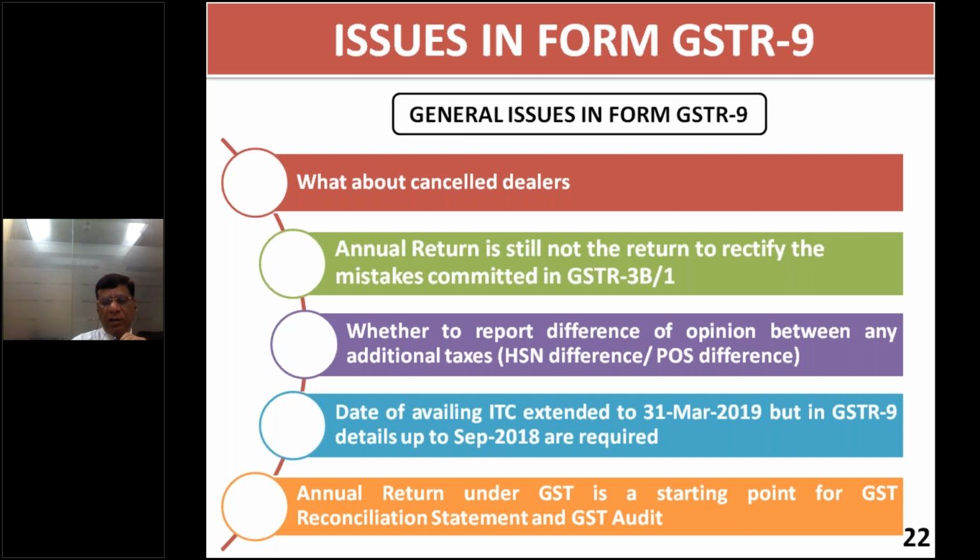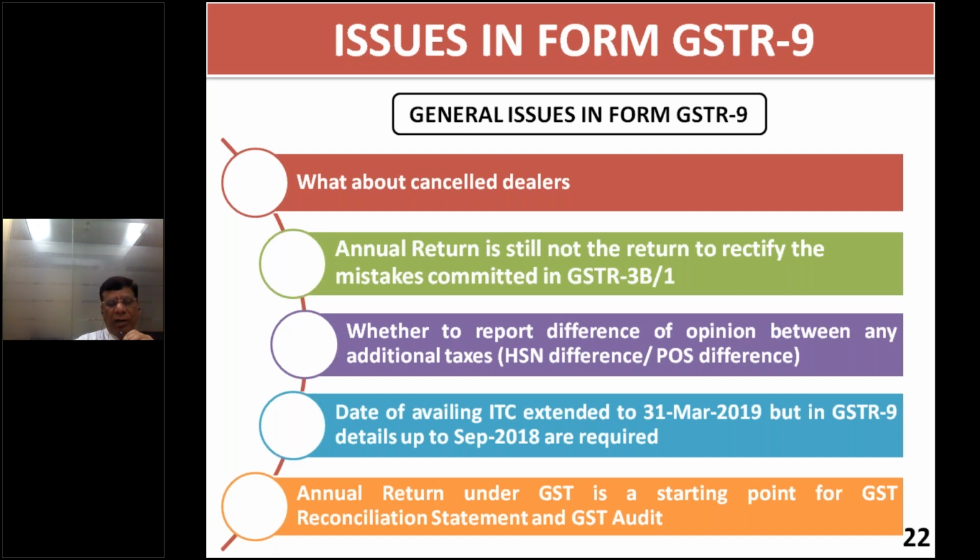Annual return under GST is a starting point for GST reconciliation statement and GST audit. Unless Form 9 is correctly filled, the GST audit cannot start. Because the GST audit has to reconcile the total figures as contained in Form 9, specifically in relation to outward supplies, both taxable and exempted, and the input tax credit claim. These two figures are to be reconciled with the books of account turnover.